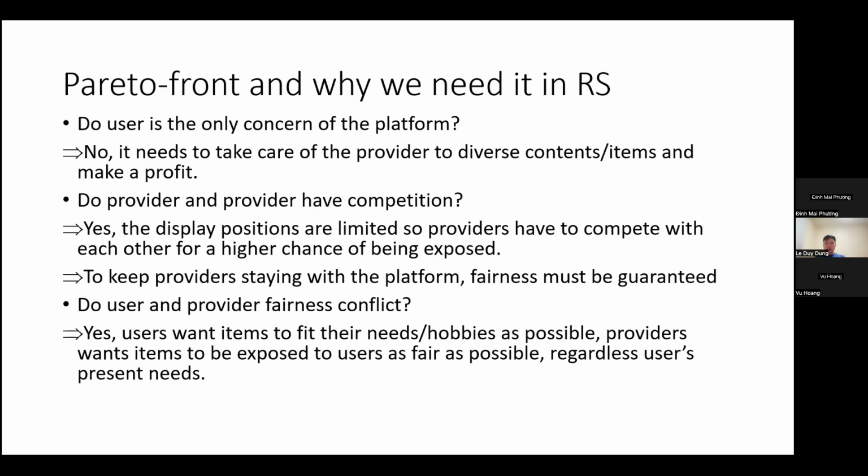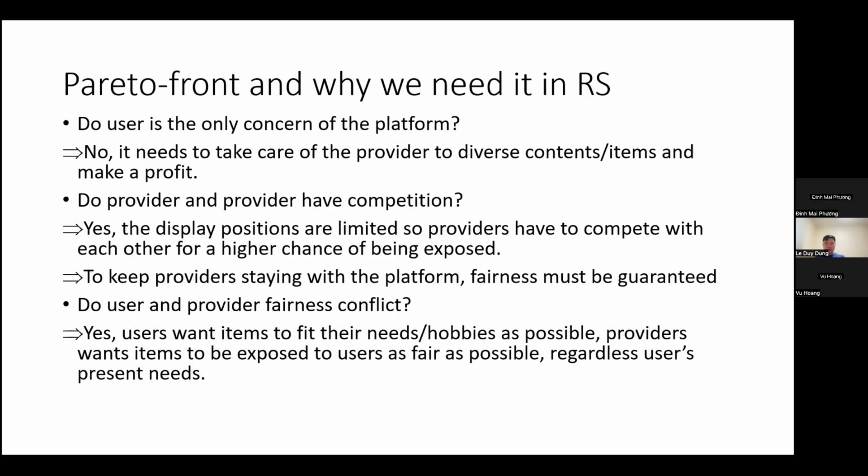And now to the Pareto front and why we need it in a recommender system. To answer that, we need to answer some questions. First, is the user the only concern of the platform? No, because the platform makes its profit mainly from the provider. So to keep the platform long-lasting, they have to satisfy the provider, to provide more diverse content for the user to stay with them.